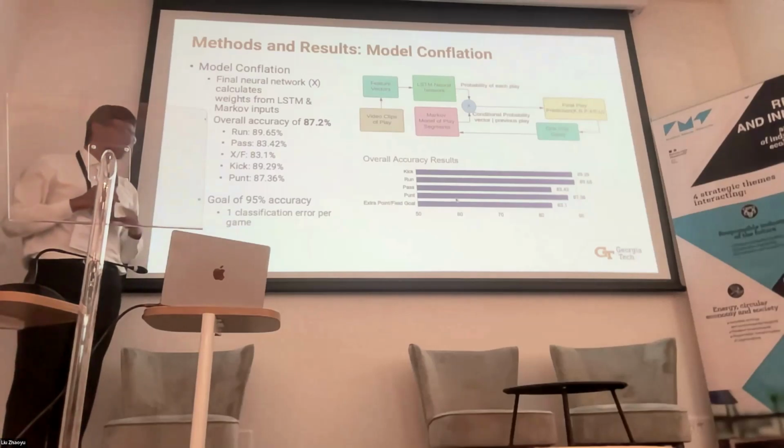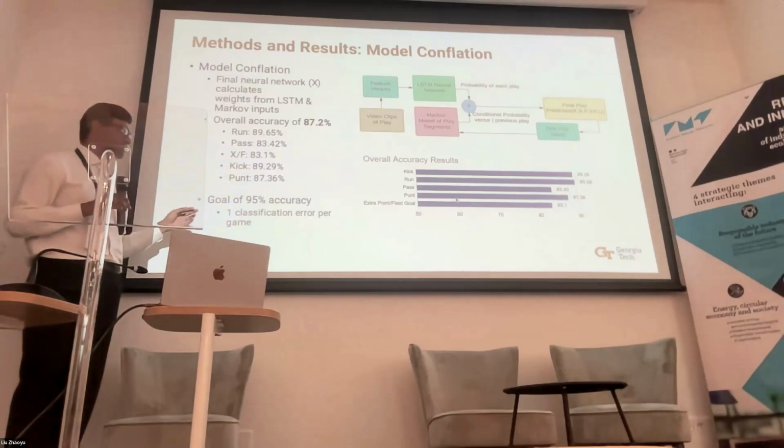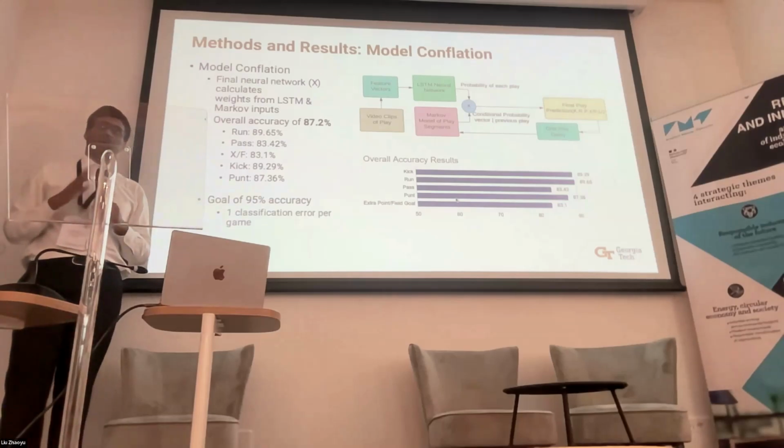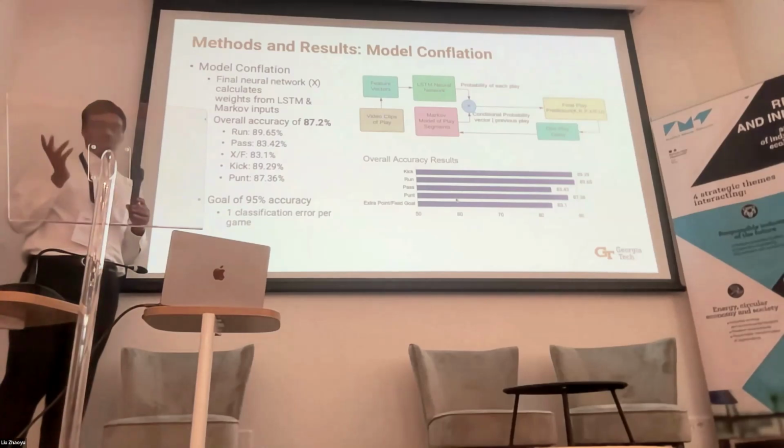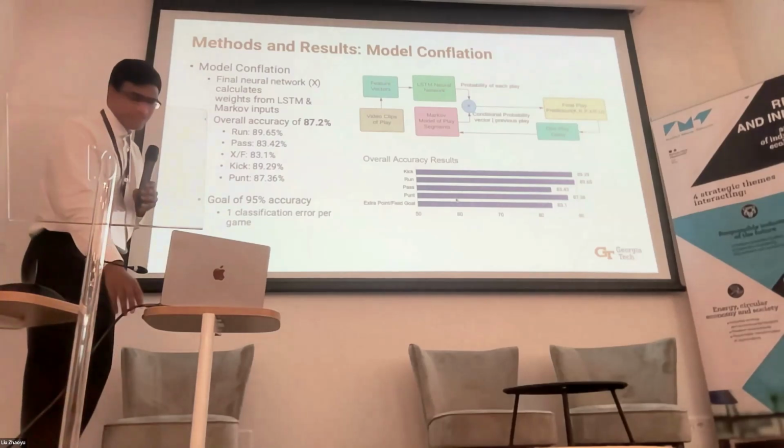The goal is to eventually obtain a 95% accuracy, which would roughly correspond to 1 classification error per game, which would be very ideal, but work is going on that so far.